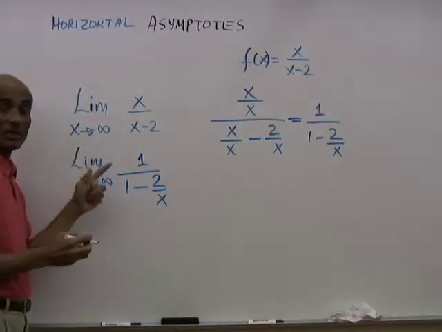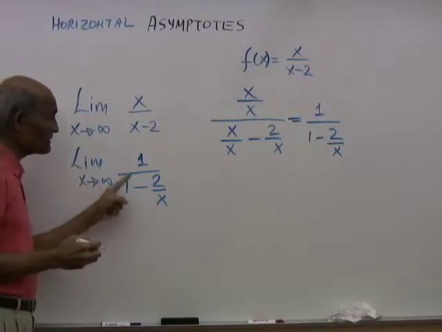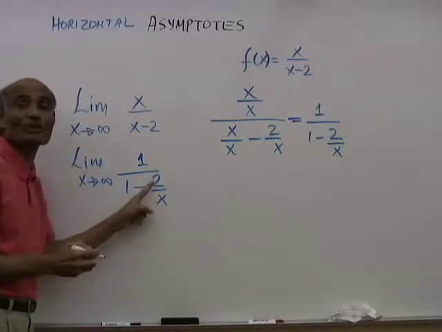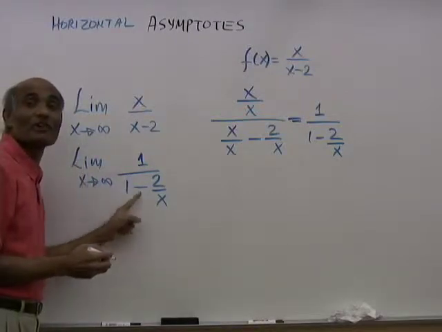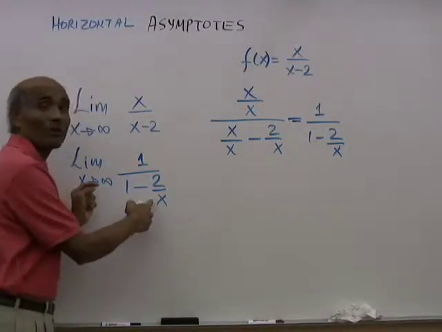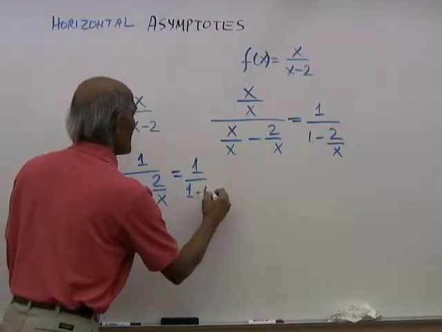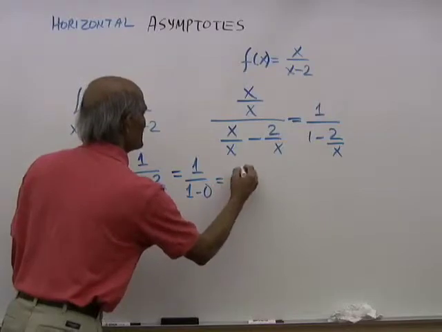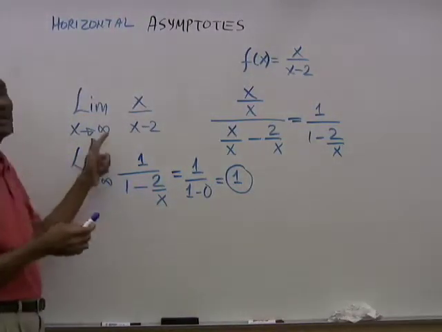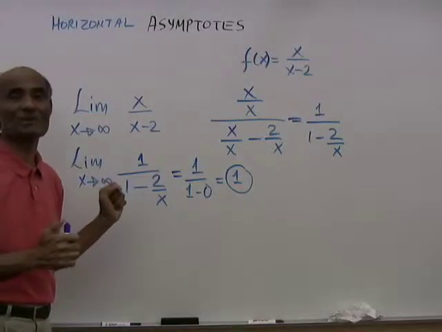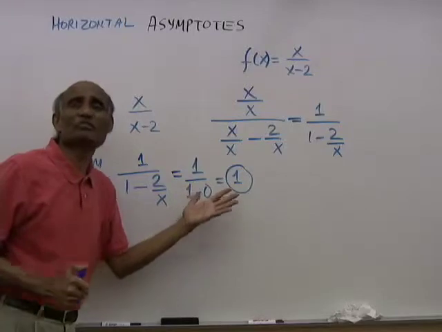Alright, now tell me, looking at each term, what is the limit as x approaches infinity of 2 over x? Well, the limit as x approaches infinity of 2 over x is 0. So that will be 1 over 1 minus 0, and that is equal to 1. That's a very simple way to find the horizontal asymptote. And very often we don't even have to do this.